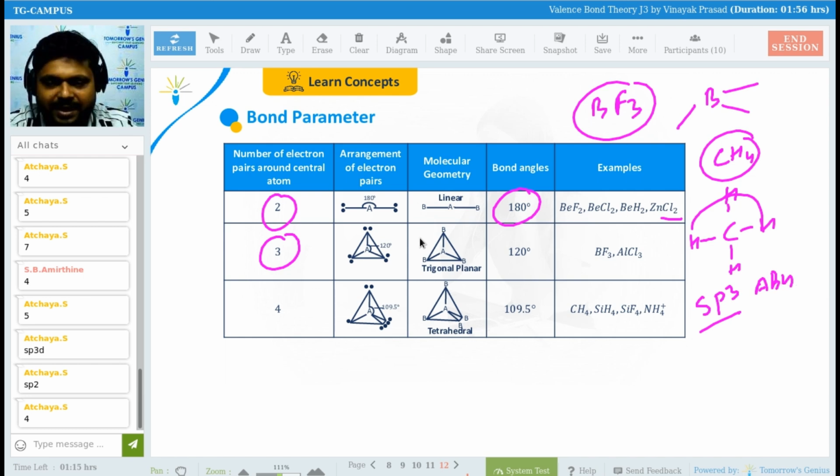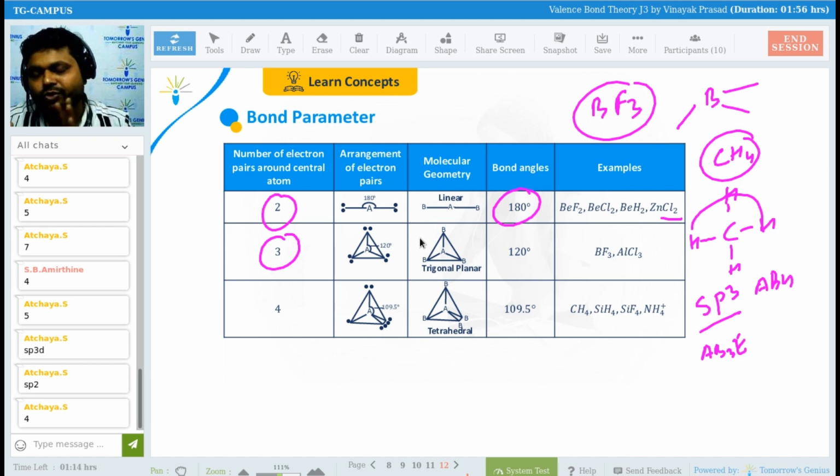Let's suppose there could be a chance of AB3 and E. Sometimes it is written as AB3E or AB2E. Are you understanding my point? Either it is AB2 type or it is AB3E type. E means there will be a lone pair. B3 means there will be 3 bond pairs and 1 lone pair, right?